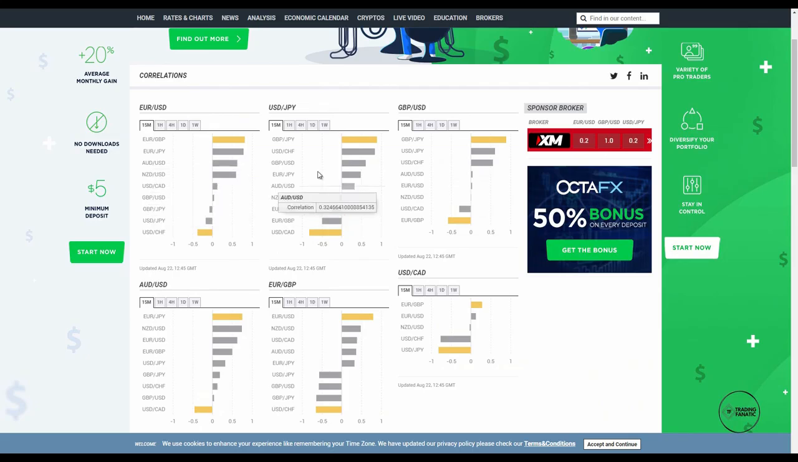Here we have the majors, and as you can see we have different time frames: 15-minute, 1 hour, 4 hour, daily, and 1 week. Personally I have found that the daily time frame and the daily correlation works best. It's the highest probability one, and it's not like the weekly, which is the correlation through 1 week; this is the correlation through 1 day.